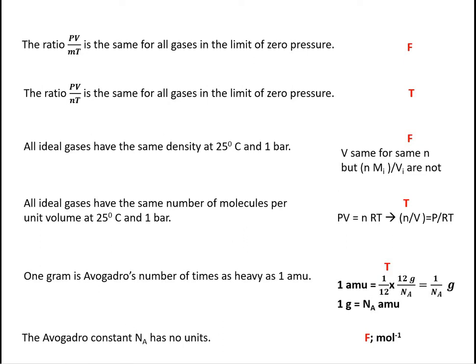It has a value 6.023 into 10 to the power 23. Of course, if you say Avogadro number, then it is 6.023 into 10 to the power 23. But if you call it Avogadro constant, then it has a unit, and that is mole inverse. So henceforth, please remember the unit of Avogadro constant. Let us go to the next slide.